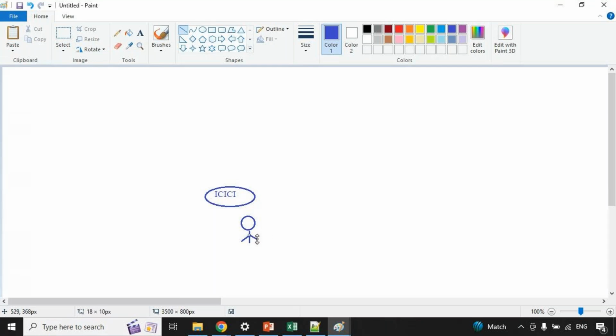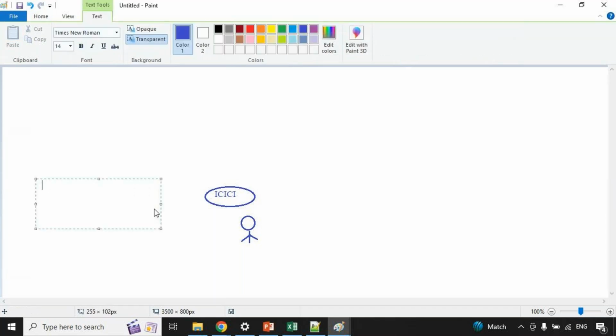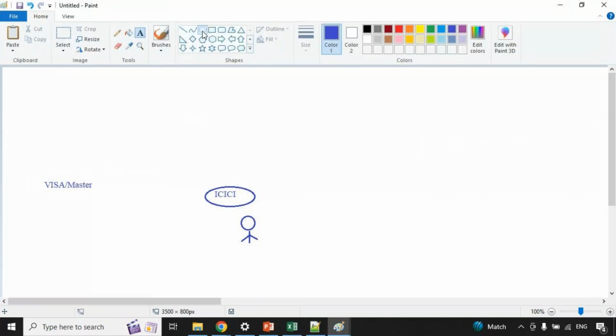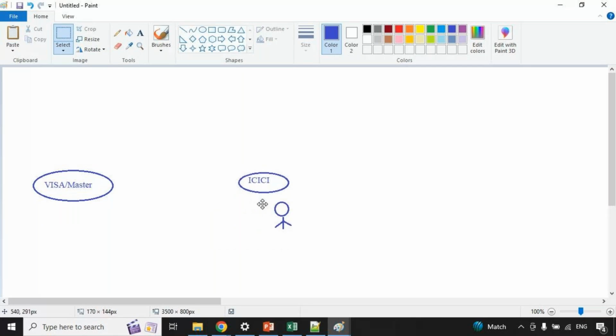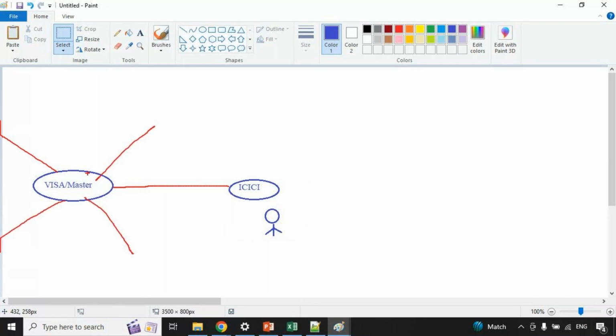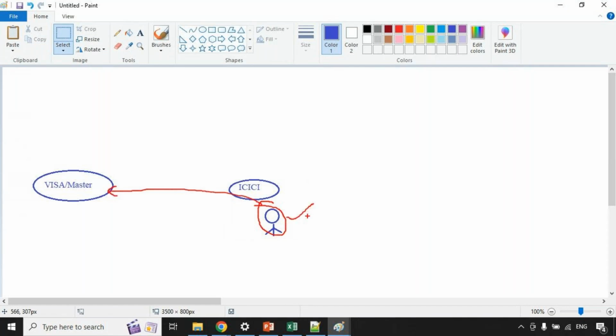Now, ICICI's credit card and debit card transactions are maintained by third parties, Visa and Master. Visa and Master have multiple banks. So my bank's customers' credit card transactions are maintained by them. As a data engineer, my responsibility is to get my data and maintain the data in my environment.